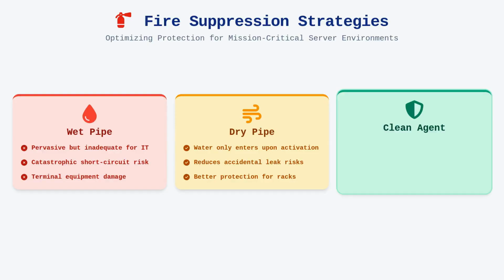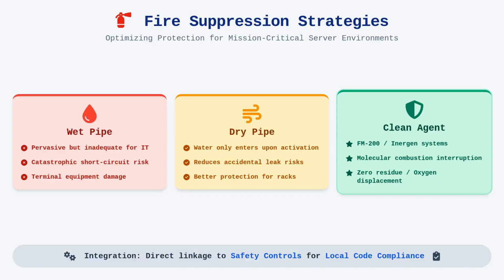However, clean agent systems like FM200 or Energen represent the gold standard for high-security environments. These substances function by interrupting the combustion process at a molecular level or displacing oxygen without leaving behind the residue associated with traditional chemicals or water. It is essential that these systems integrate directly into your facility's safety controls to ensure they are serviced according to local fire codes and manufacturer specifications.